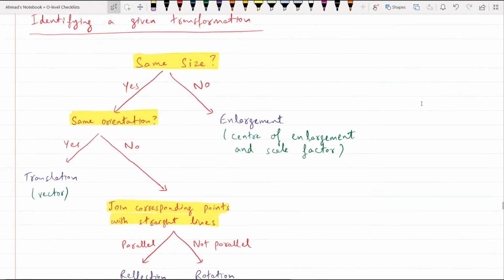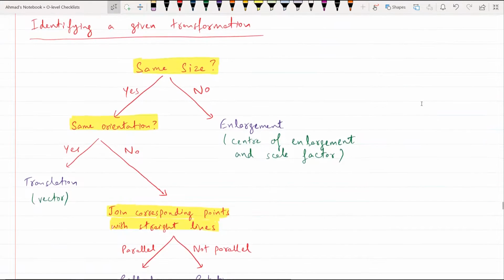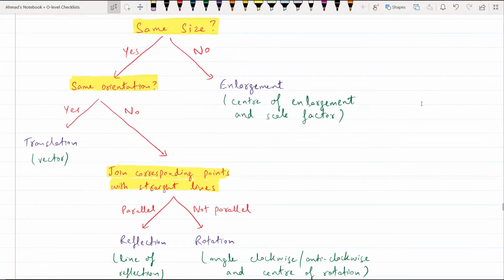All right. Now, just to summarize all of that, how do you identify a given transformation? The first thing that you notice is whether the size is the same. अगर size same नहीं है, size change हो रहा है, that's pretty obvious. That's an enlargement. आप उसको describe कर दोगे by the center of enlargement and the scale factor. Okay, दो चीजें वहां पे लिख दोगे. That will be your description.